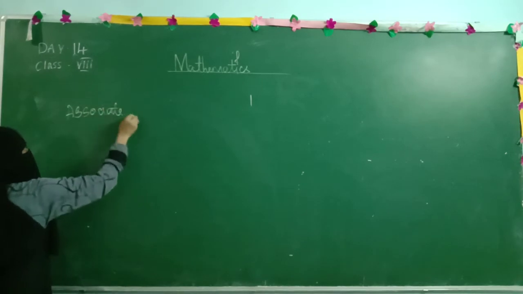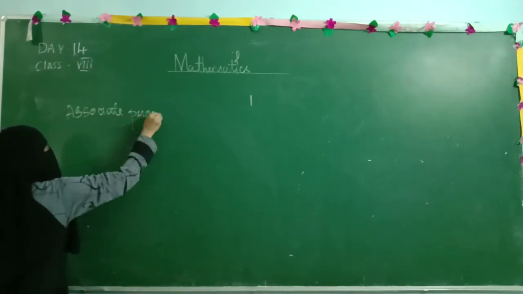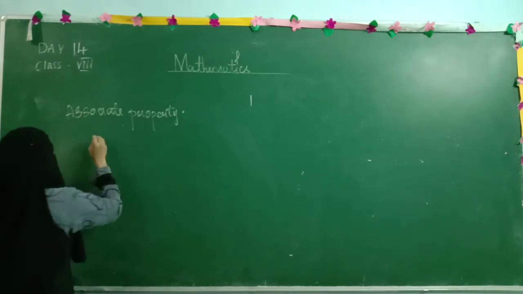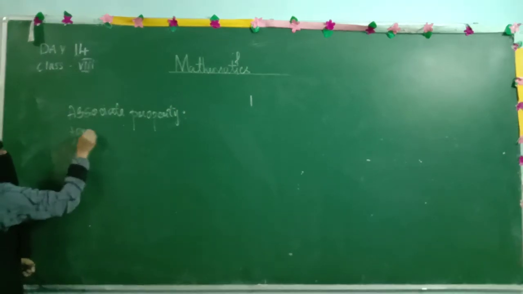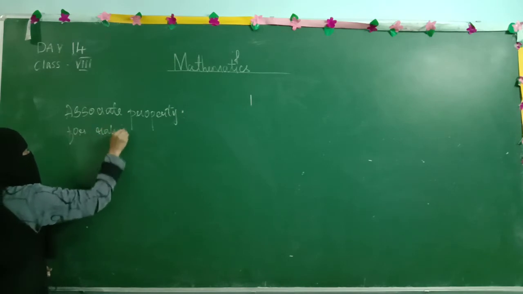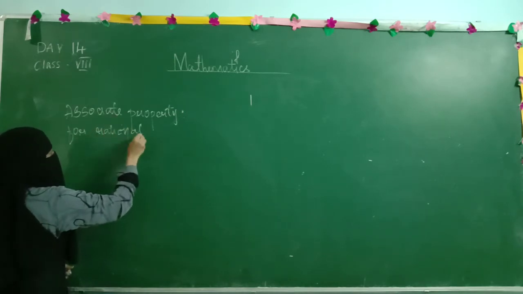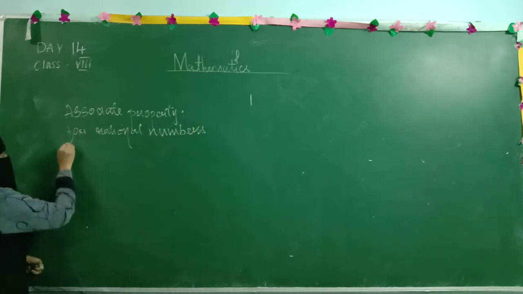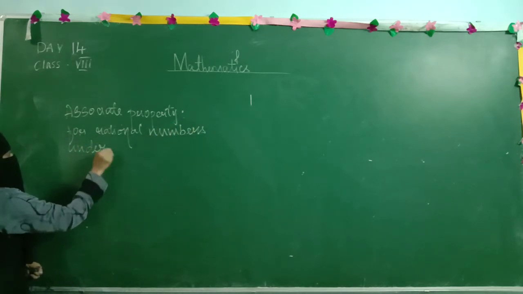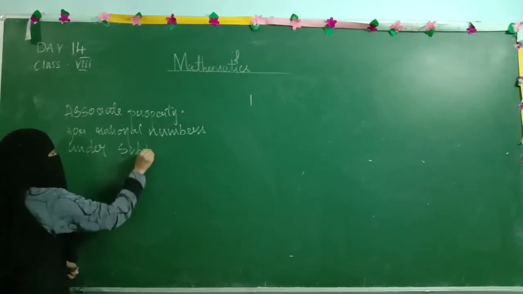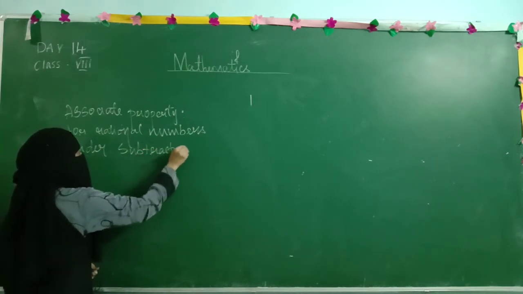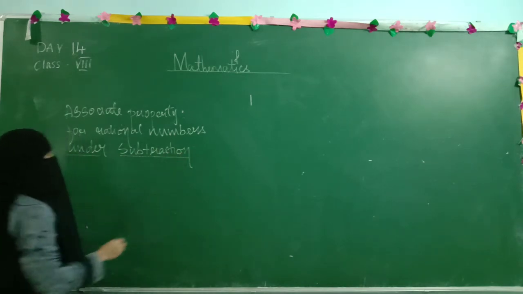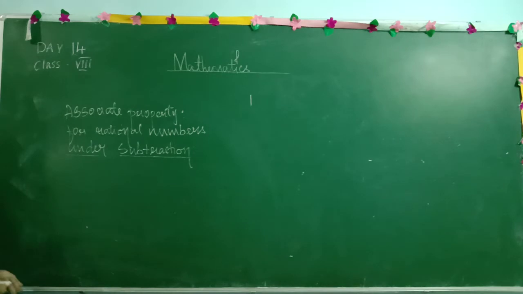Associative property for rational numbers under subtraction. Fine. Why are we going to check for rational numbers only?